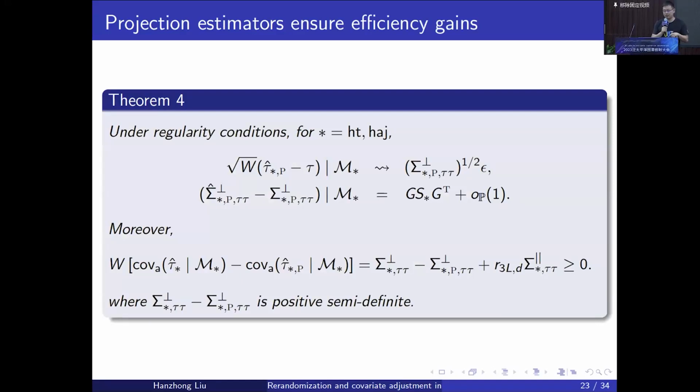We show that the projection-based estimator under re-randomization is asymptotically normal, and the asymptotic variance is no greater than the unadjusted estimator under re-randomization. Moreover, the asymptotic covariance can be conservatively estimated.